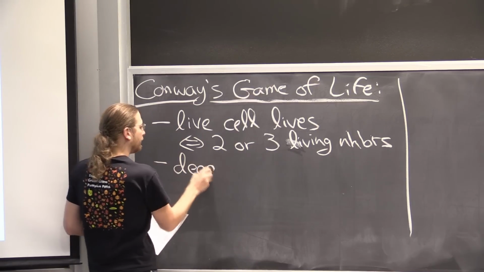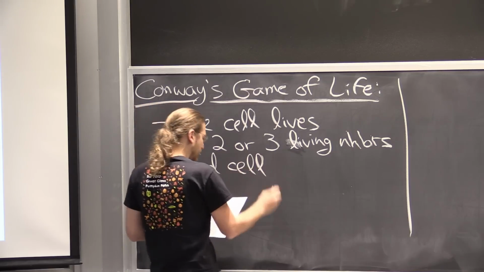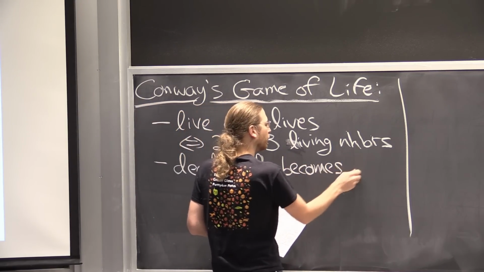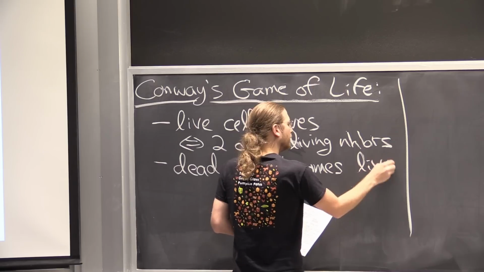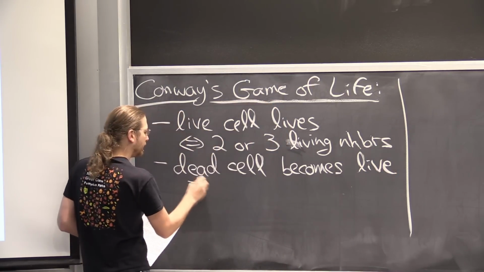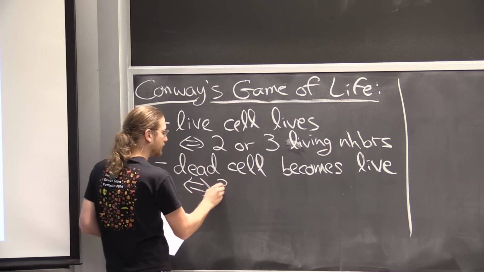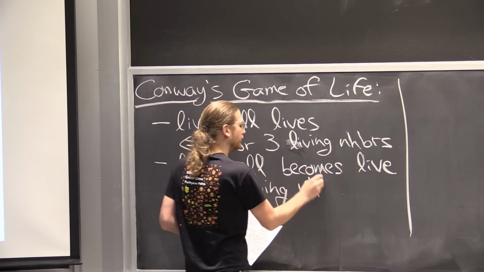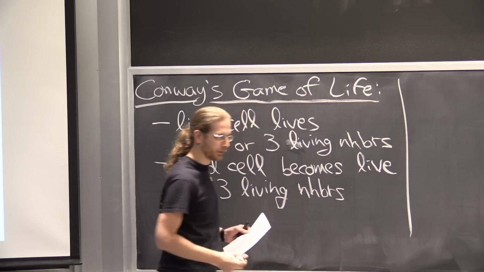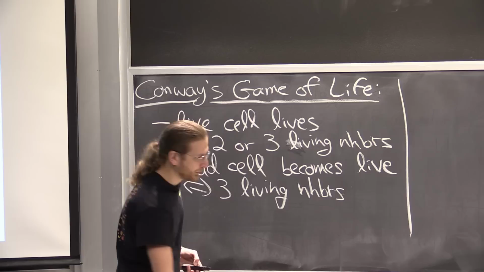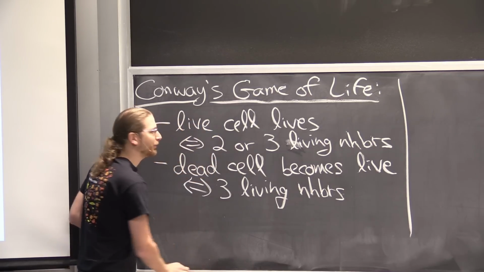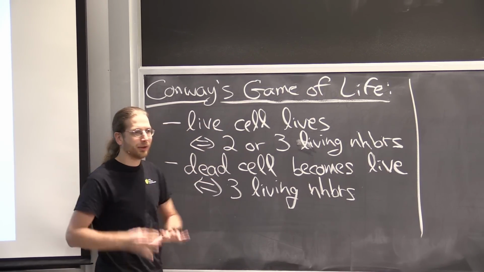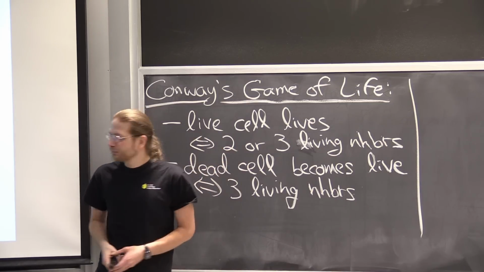And then if we have a dead cell, then it becomes living, it's born, if you will, if and only if it has exactly 3 living neighbors. Okay, so those are the rules. We don't really need to know the rules except for verifying that very small gadgets work. Most of what I'll talk about are higher level than the specifics of these rules.